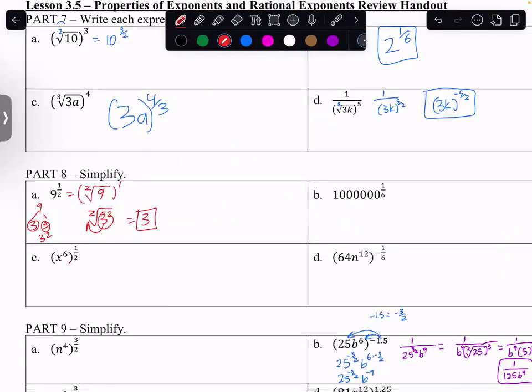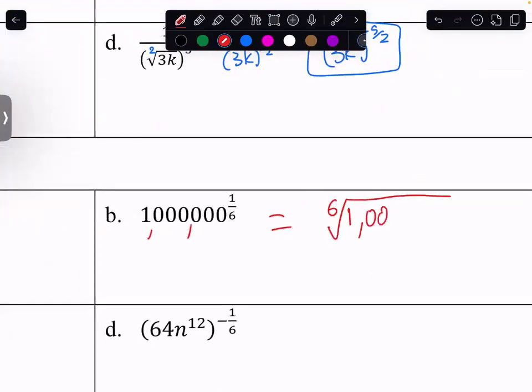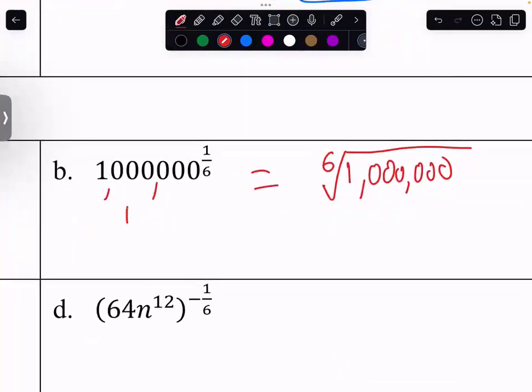Okay, so same thing with what is this, 1 million to the power of 1/6. The 6 becomes the index. The 1 million is on the inside. Again, technically to the power of 1, but anything to the power of 1 stays the same. And yeah, so 1 million, sorry, that's not right.